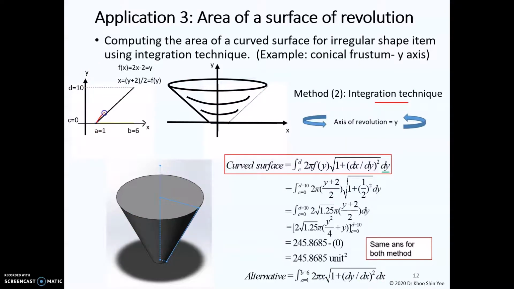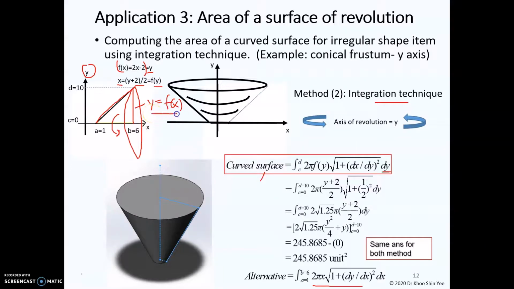In simple terms, if a function is given, let's say this function is equal to 2x minus 2, which is also equal to y. So from here you can find x, which is equal to (y plus 2) divided by 2. So this is in the y function. If you rotate it with respect to the x-axis, then you need to consider the circumference here, where the radius here is equal to y equal to f(x).